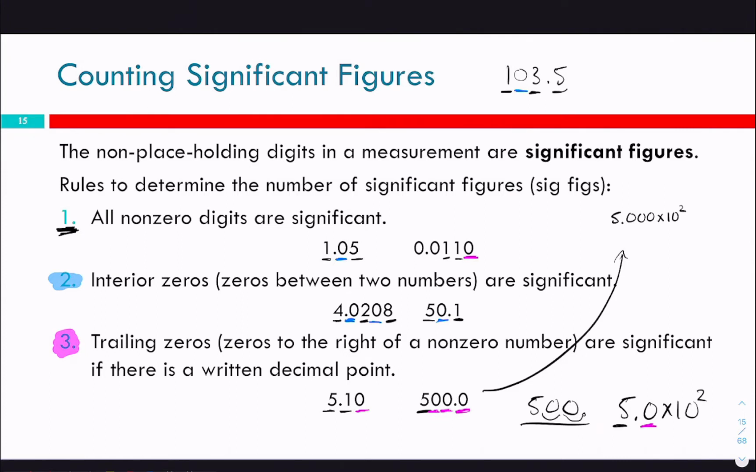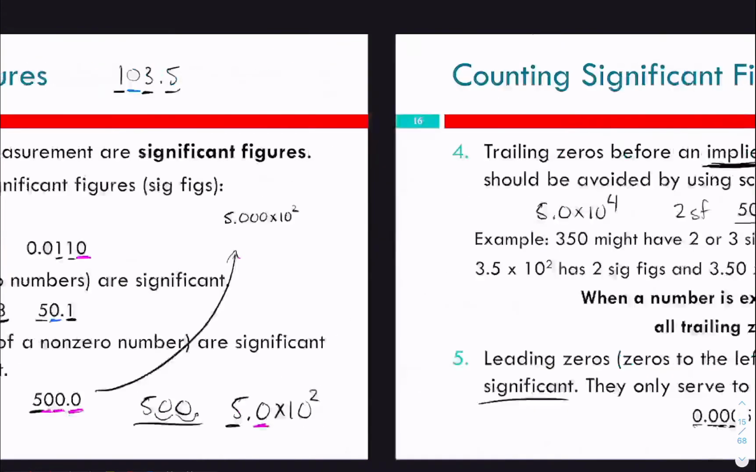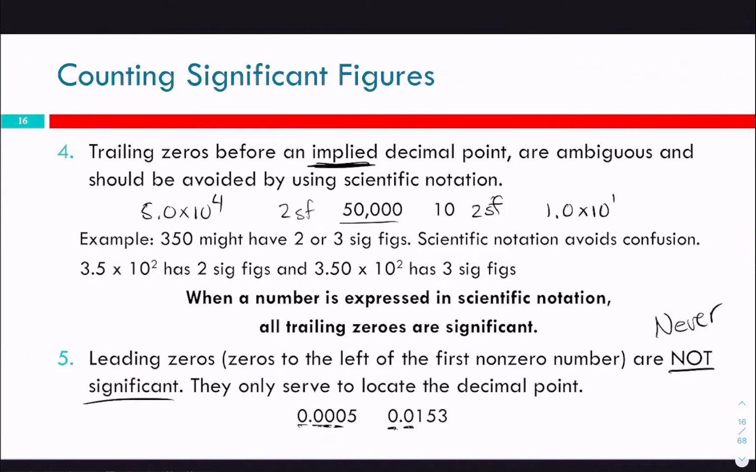All non-zero digits are significant. Interior zeros, so those between two non-zero digits, are significant. Trailing zeros are significant, but only when there's a written decimal place. And then leading zeros, which I think is on the next slide, are never significant. If it comes before the first non-zero number, going left or right, it's not significant.